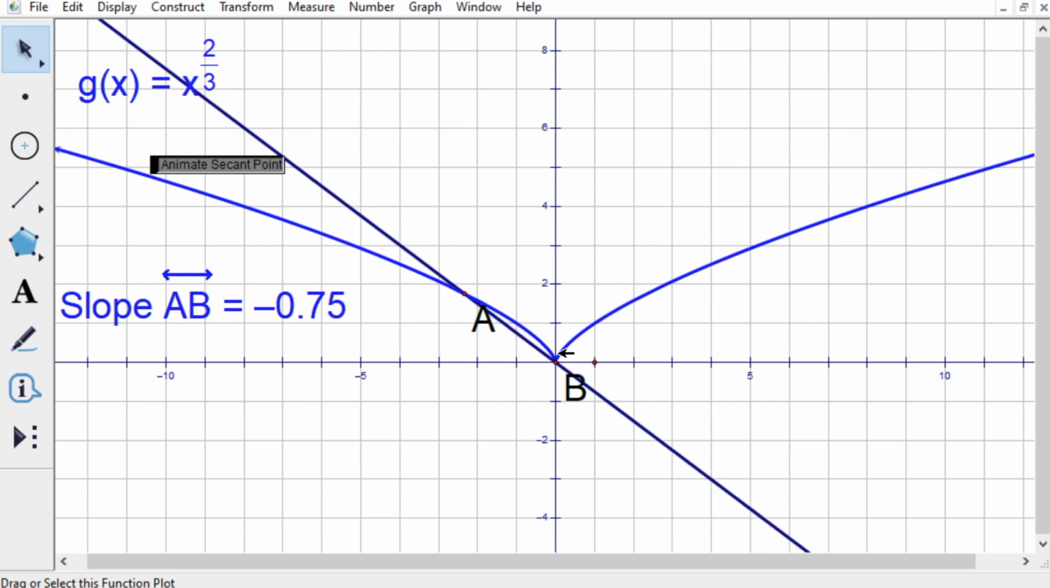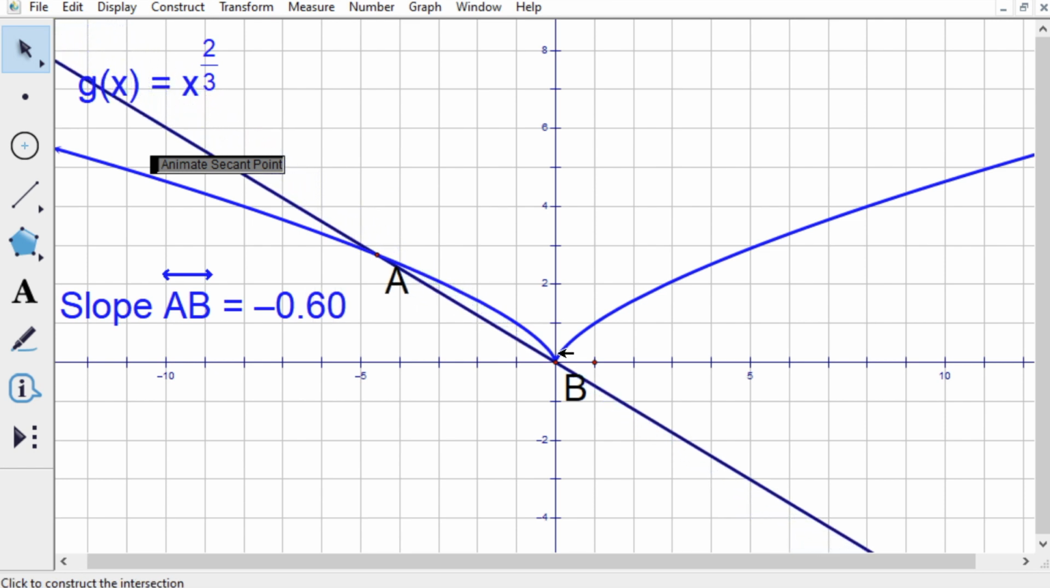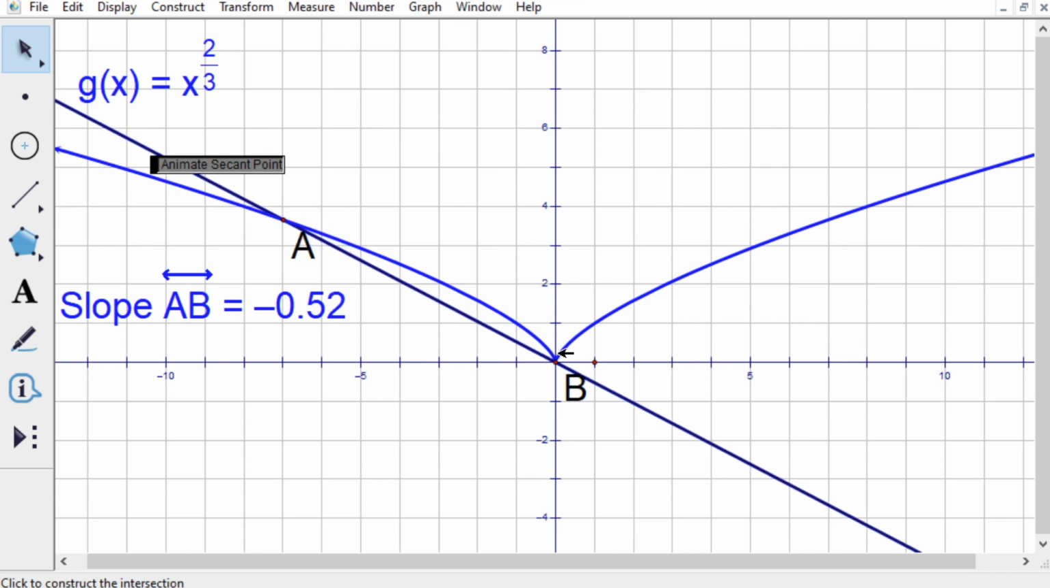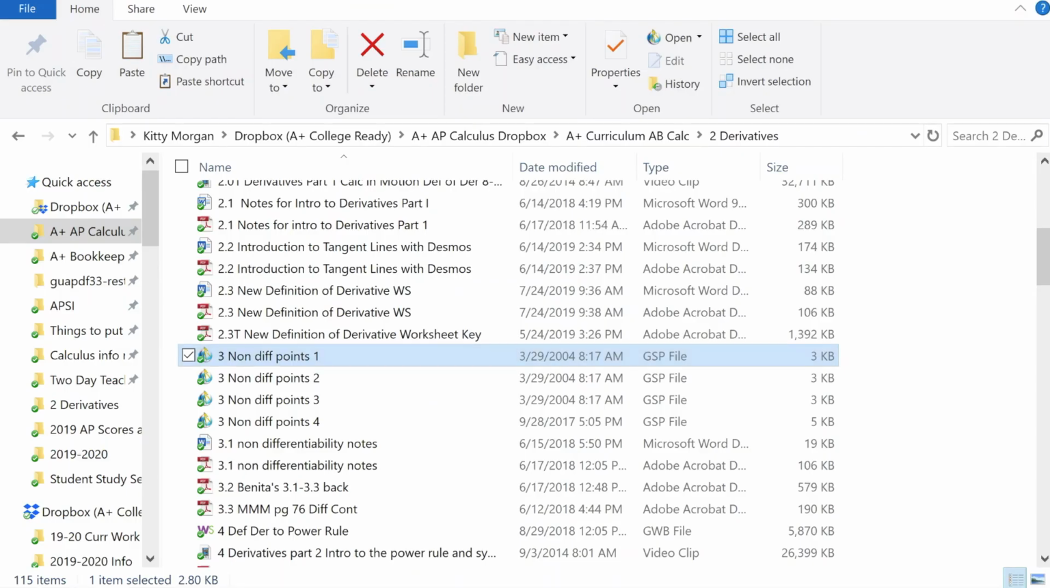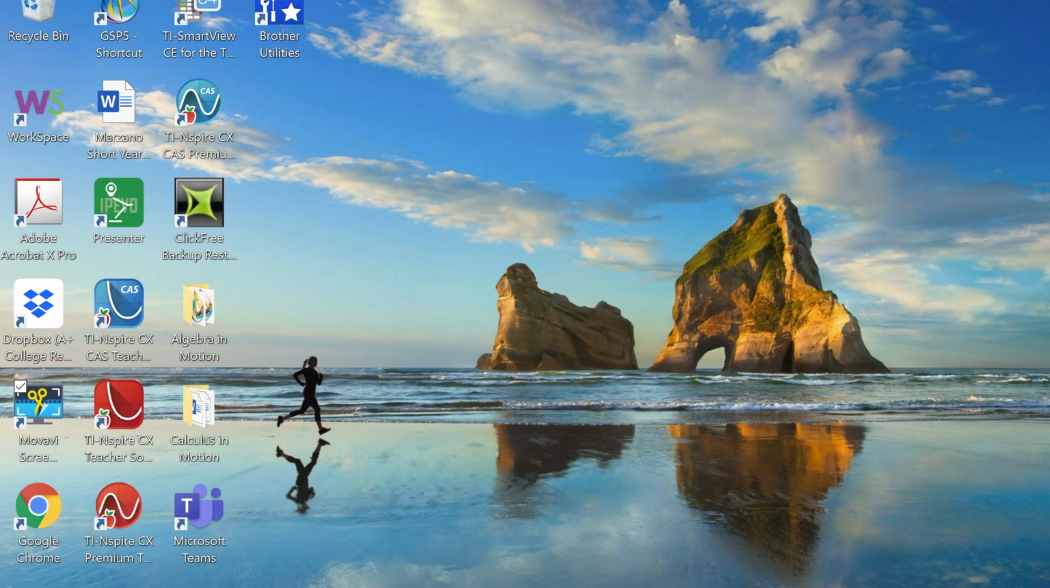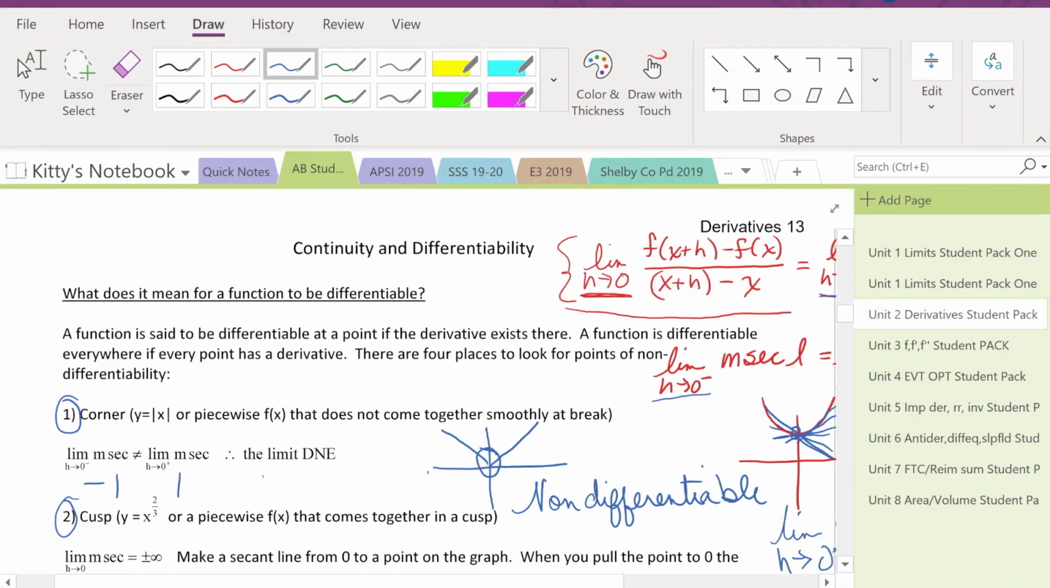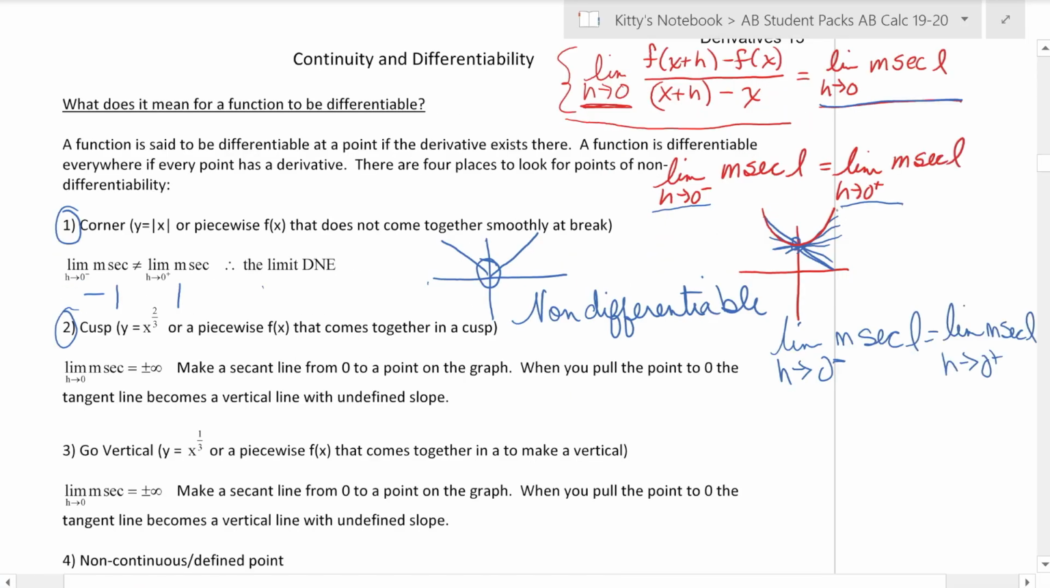Oh! What kind of line was that? It's a vertical line. Okay? It is a vertical line. And if we wait for it to come back, coming from the other side would also be a vertical line. So this particular example is not differentiable, not because the limits aren't the same. It's because the tangent line that it makes is actually a vertical line, and a vertical line has undefined slope.